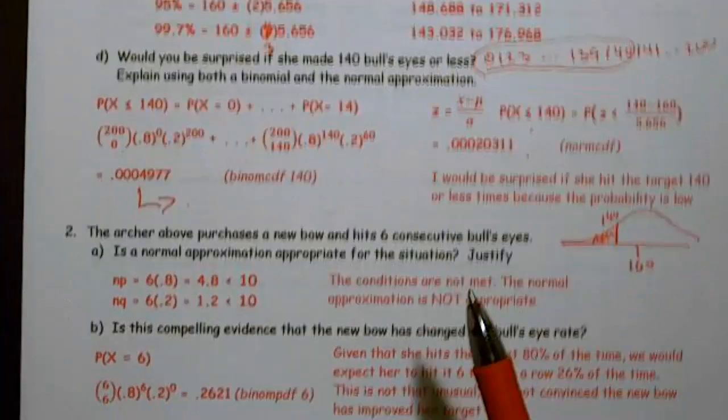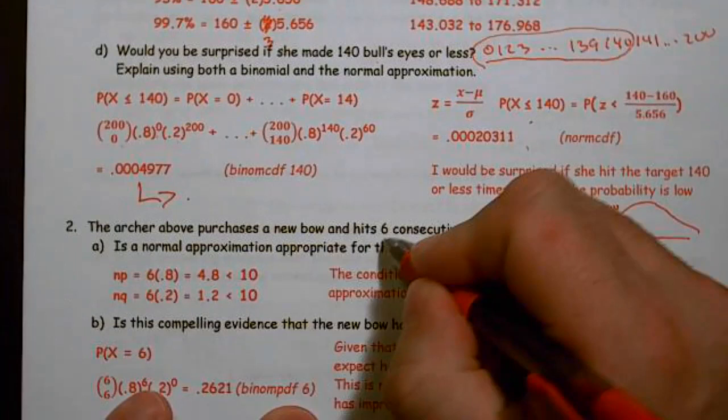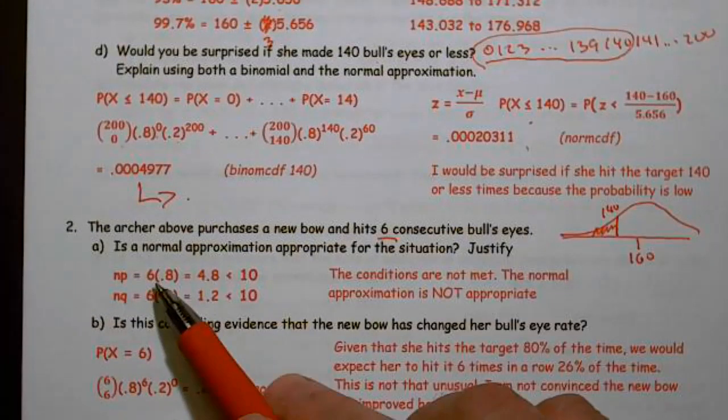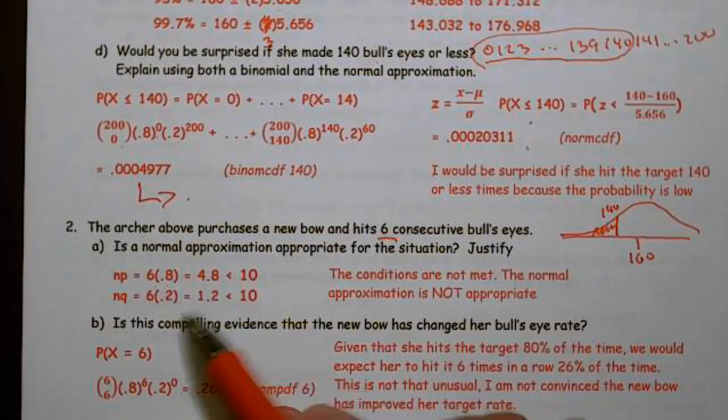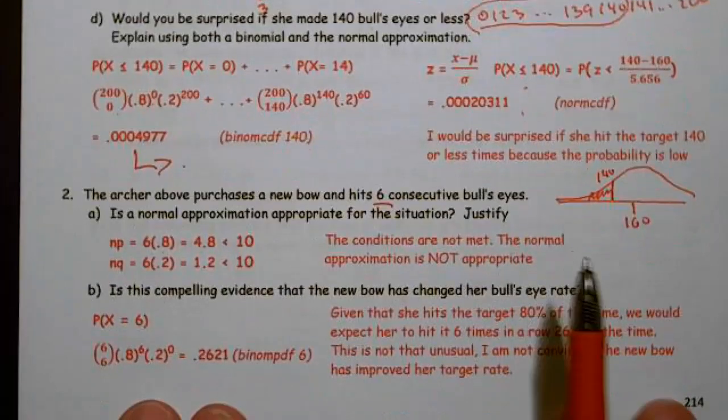All right. So the archer above purchased a new bow and hits 6 consecutive bullseyes. Is a normal approximation appropriate? Well, 6 consecutive. So 6 times 0.8 is 4.8, less than 10. 6 times 0.2, not appropriate. Is this compelling evidence that the new bow has changed her bullseye rate? Well, first off, I can't choose the normal approximation. I'm going to have to go back to the binomial.